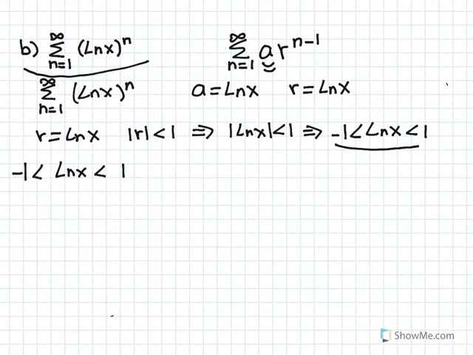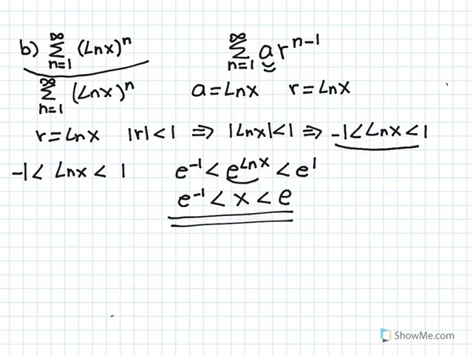How do we solve for x? Well, we exponentiate the whole thing. So exponentiate both sides. So we have e to the minus 1 is less than, every term gets exponentiated, e to the log x is less than e to the 1. So we have e to the minus 1, which is 1 over e, is less than e and log cancel, which gives us x, less than e.